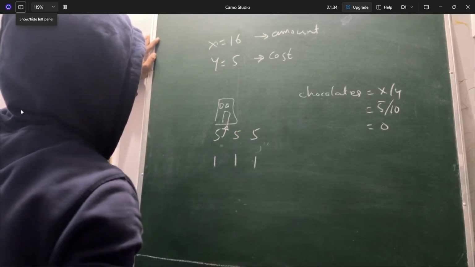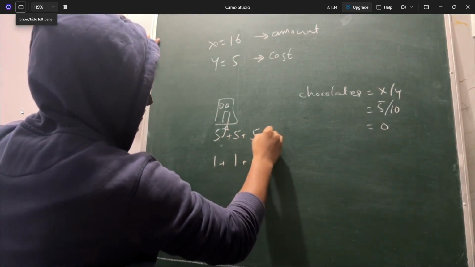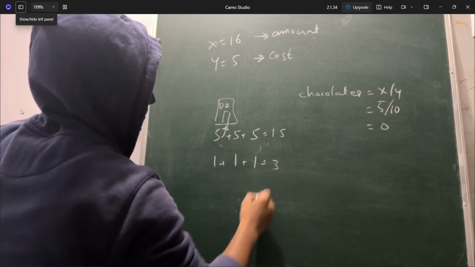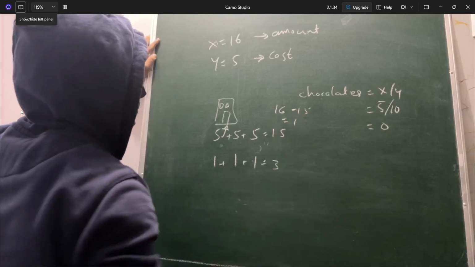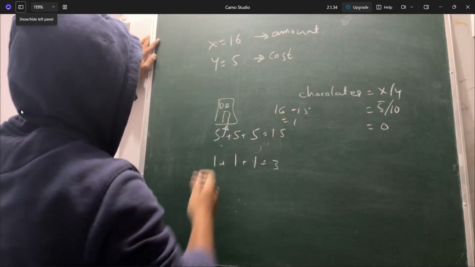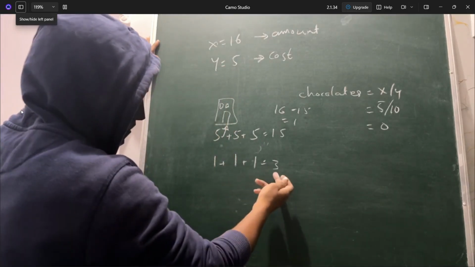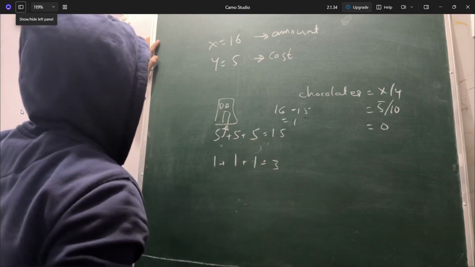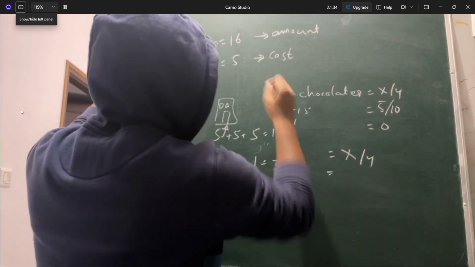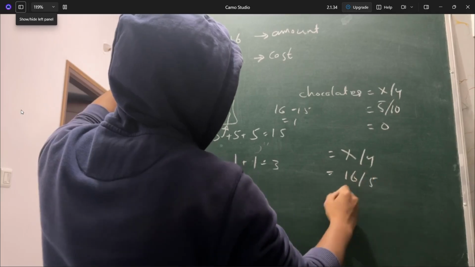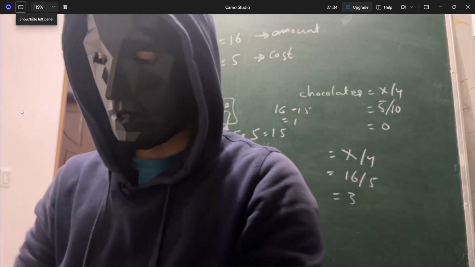He has spent 15 rupees and he has got 3 chocolates. Now 16 minus 15 is the amount that he has left, which is 1 rupee. And if he gives 1 rupee, he will not get any chocolate because at least 5 rupees is needed. So in this case he can buy 3 chocolates and give them to someone special. Again, if you put it in the formula x by y, 16 by 5 is 3. So basically you'll have to find x by y.